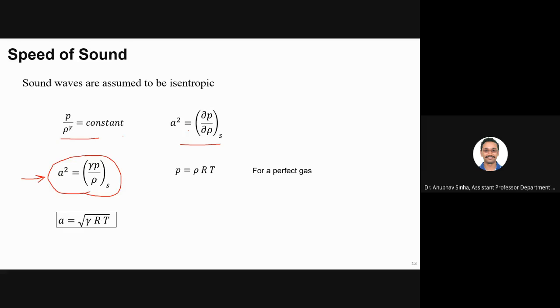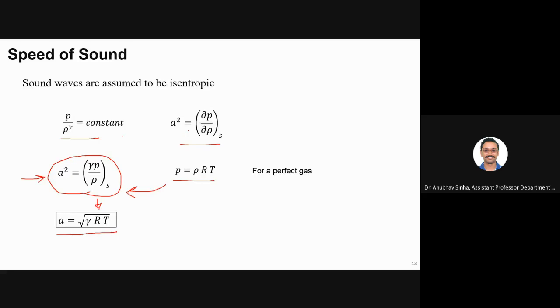Yes, sir. Fine. Now P is equal to rho RT for a perfect or ideal gas. If you substitute that in this equation, you will get A is equal to the square root of gamma RT. This is another important equation which will be used to calculate the velocity of sound or speed of sound.